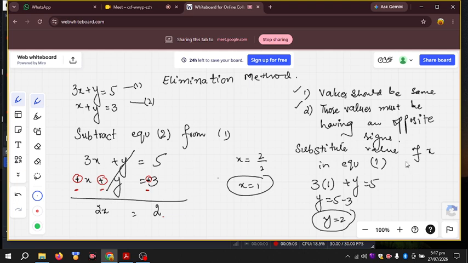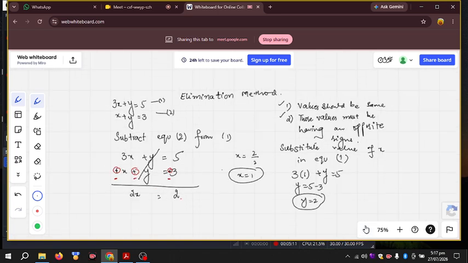Now if you want to check whether you have solved it right or not, you can also check it. What you need to do is substitute the values of x and y in equation 1 or 2, and if the left hand side is equal to the right hand side, we can say that our answer is correct. So this is 3x plus y equals 5. Let's check from equation 1. In place of x I will substitute 1, in place of y I will substitute 2. So 3 plus 2 is 5. You can see that 5 is equal to 5.